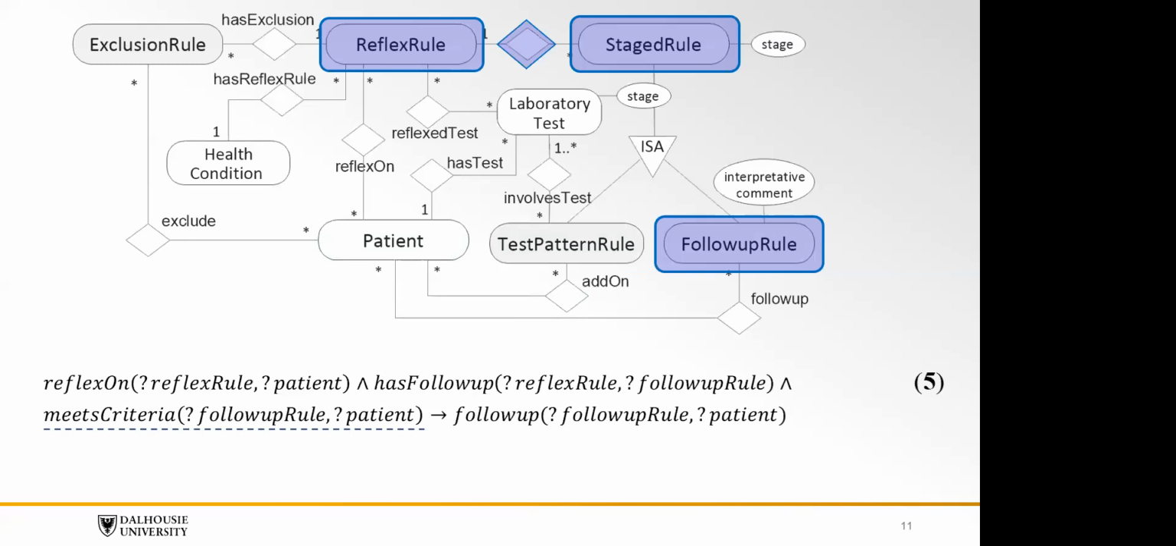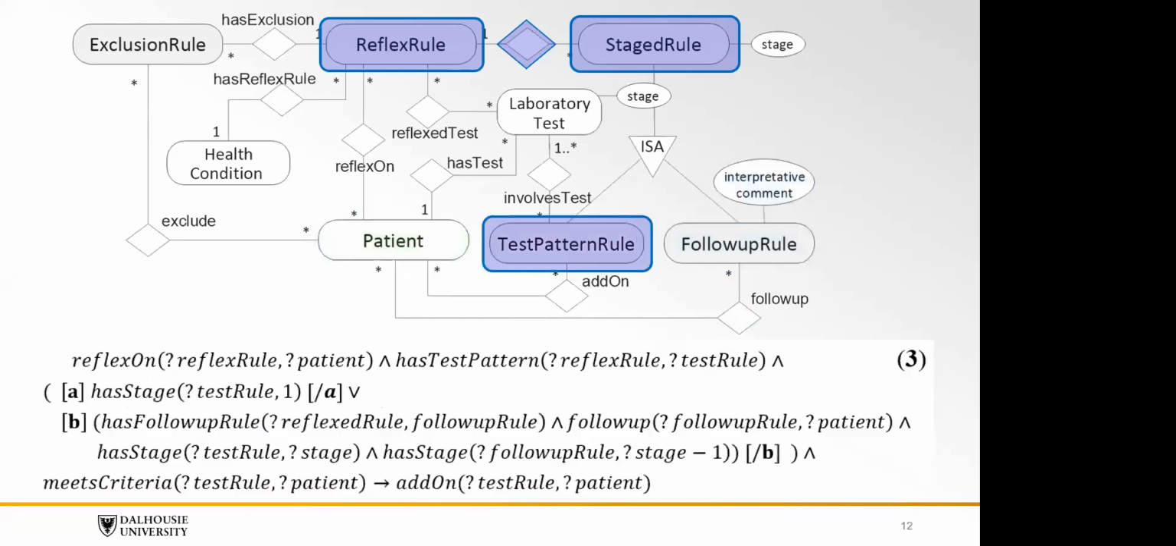Again, that follow-up rule meets certain domain-specific criteria. Then we infer that this follow-up rule issues a follow-up on the particular patient. And that follow-up rule can have an interpretive comment, and I exemplified some of those on the prior slide. So now we have a stage 1 test pattern rule that was fired, so some tests were added on. And then we had a follow-up rule that determined, okay, for instance, this test is within a certain problematic range. For instance, estradiol is low. Right? That's the stage we're at currently.